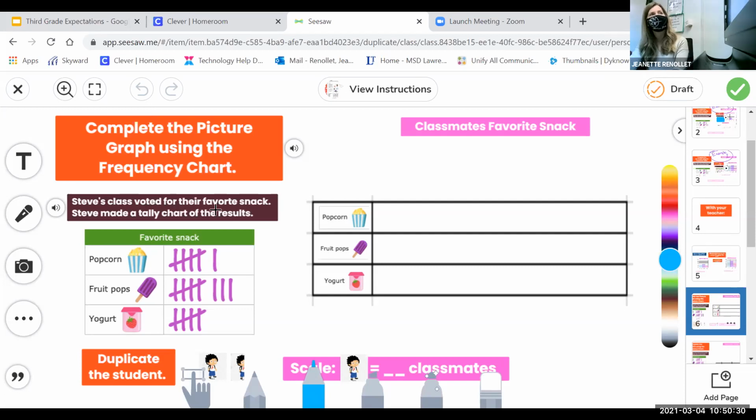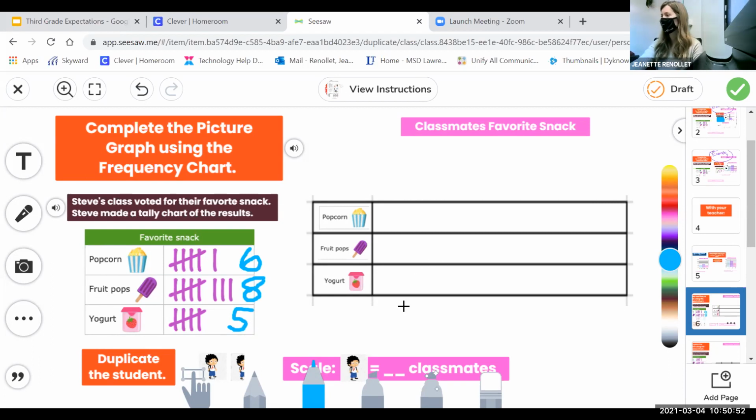Steve's class voted for their favorite snack. Steve made a tally chart of the results. 6 students said popcorn. 8 students said fruit pops. And 5 students said yogurt.